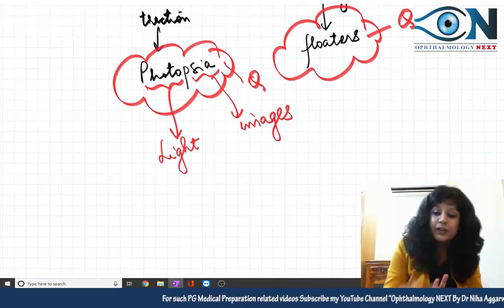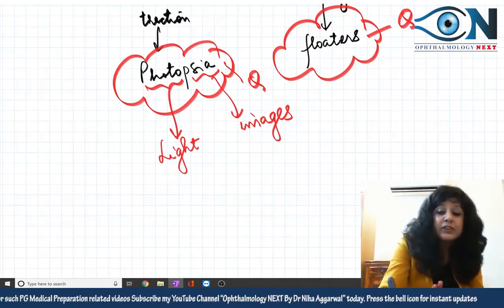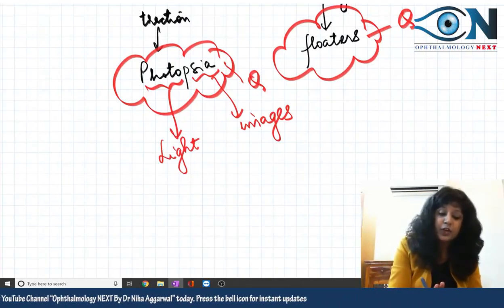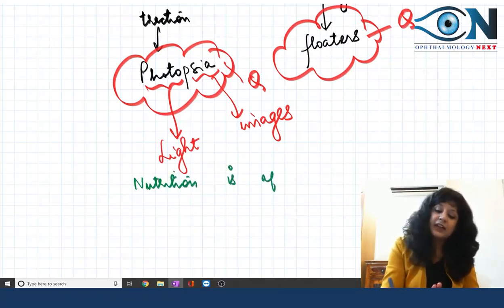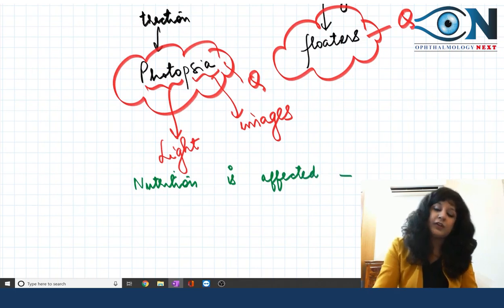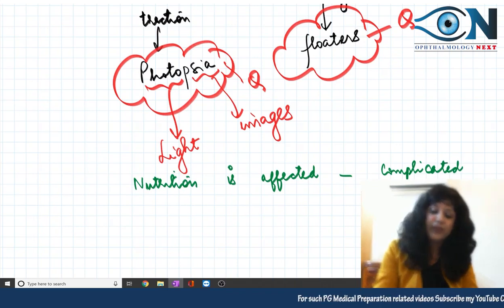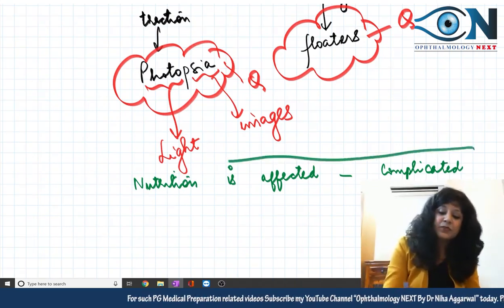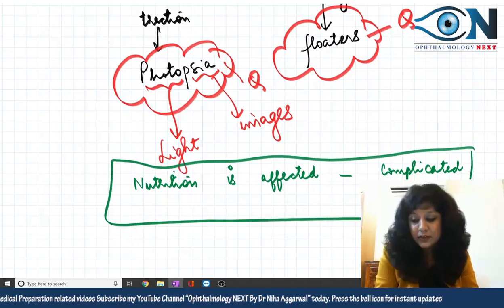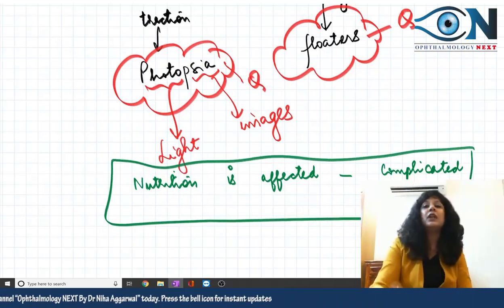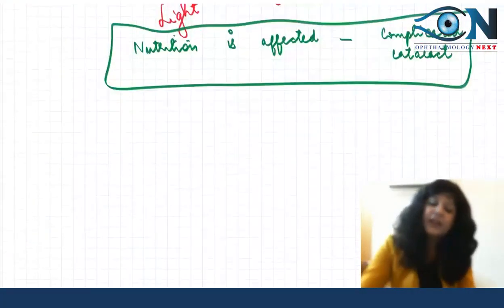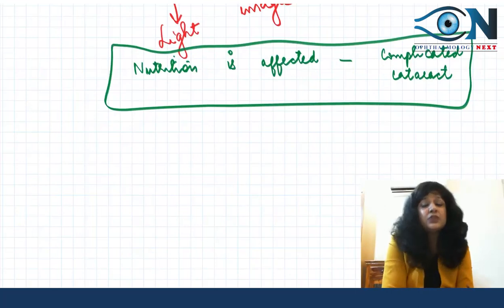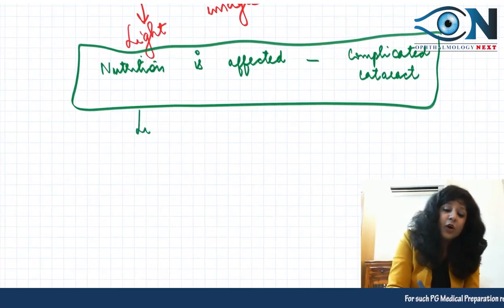Another important thing is that because the nutrition is affected here, this patient can also develop complicated cataract. Many a time when we study retinal detachment as a cause of complicated cataract, one thing always comes to our mind: why is there cataract in this patient? So this occurs in long standing cases.